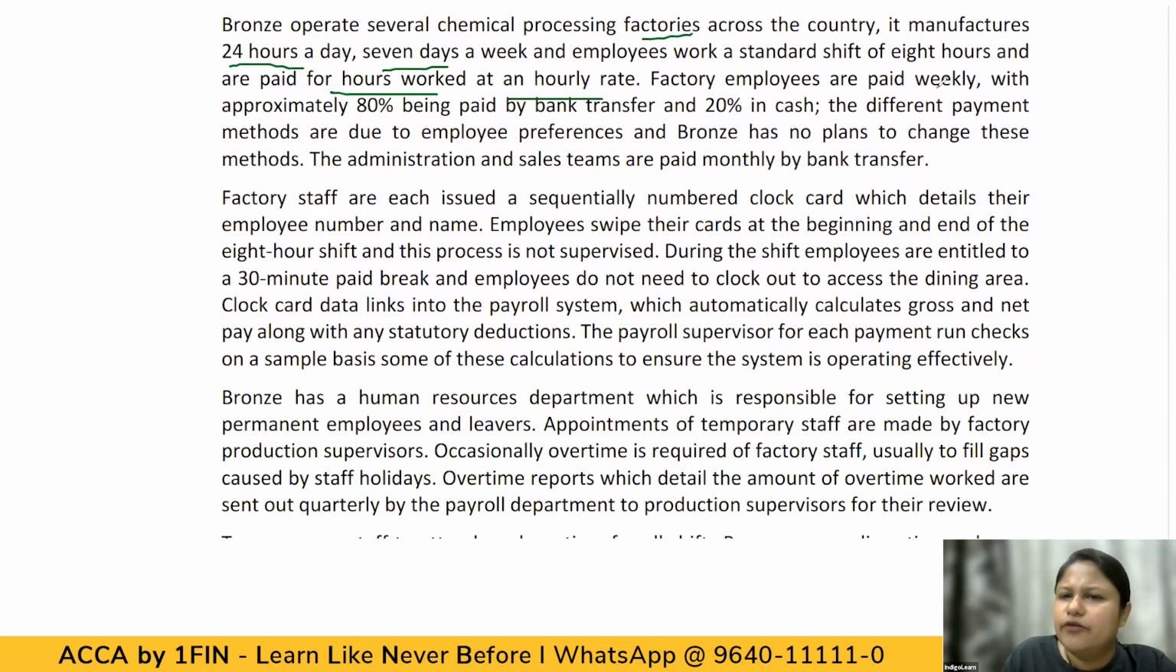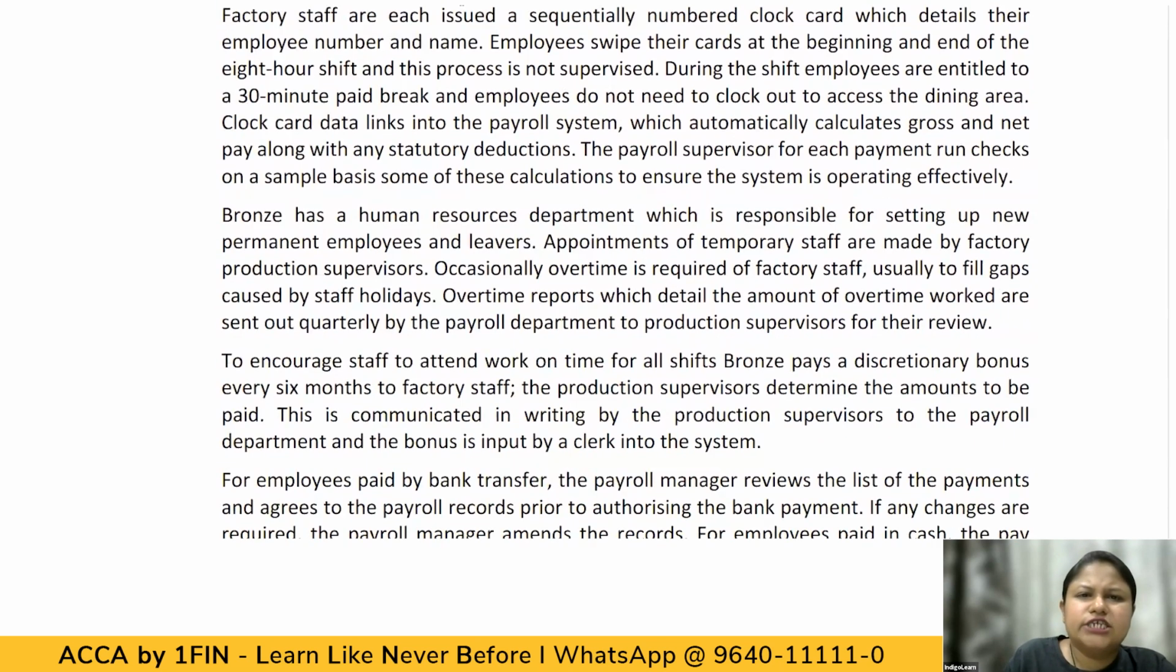Factory employees are paid weekly, with approximately 80% being paid by bank transfer and 20% in cash. The different payment methods are due to employee preferences, and Bronze has no plans to change these methods. So some part is given in cash. The administration and sales teams are paid monthly by bank transfer. That's fine. Then factory staff are each issued a sequentially numbered clock card with their employee number and name.